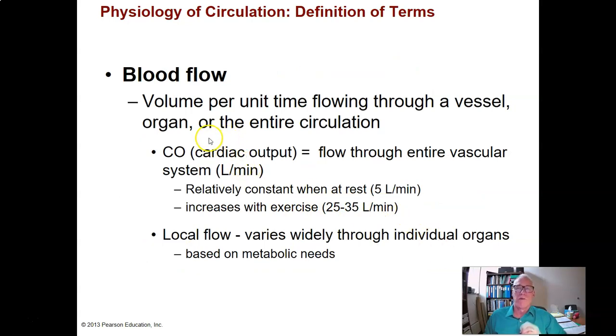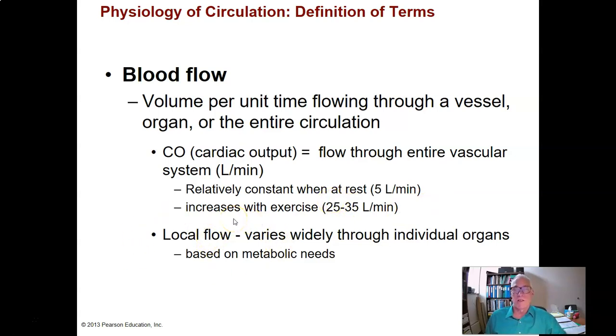So flow is the volume per unit time, milliliters per minute or liters per minute, of blood flowing through a certain part of the system or the entire circulation. When we're talking about the whole circulation, we often call it cardiac output, and we've seen that before. Total amount of blood the heart is pushing through the system per minute, liters per minute. Resting, a good textbook value is 5 liters per minute, which can jump up to 35 liters per minute during exercise. We already defined that in the last chapter. We said that difference, that 30 liters per minute increase, is called the cardiac output reserve.